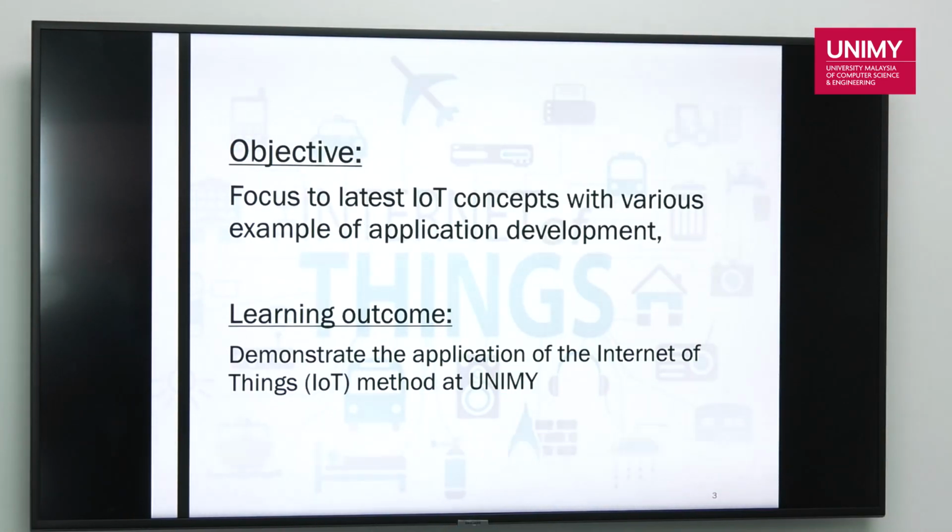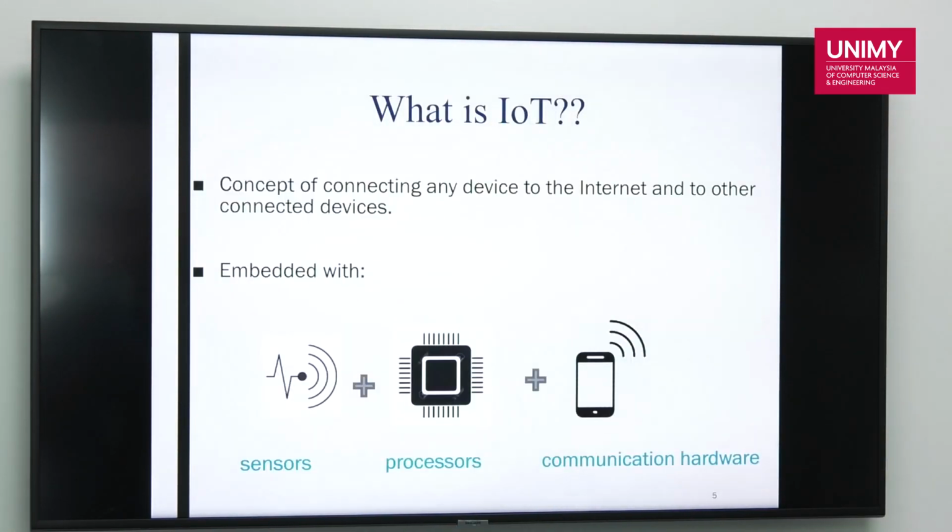IoT is the concept of connecting any device to the internet and to other connected devices, so that every single device is able to communicate with the others, and humans can then make more constructive decisions based on the data collected from the sensors. Basically, IoT has three main components: sensors, processors, and communications hardware.